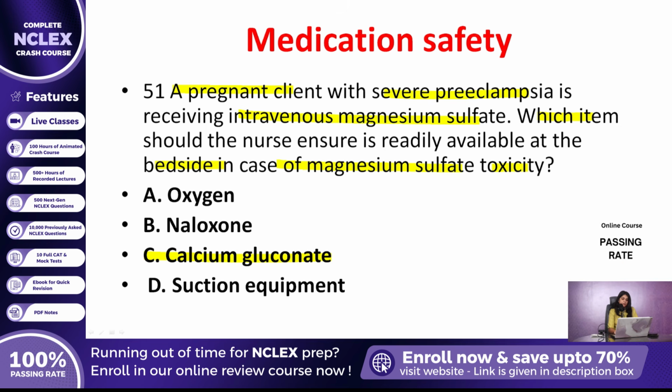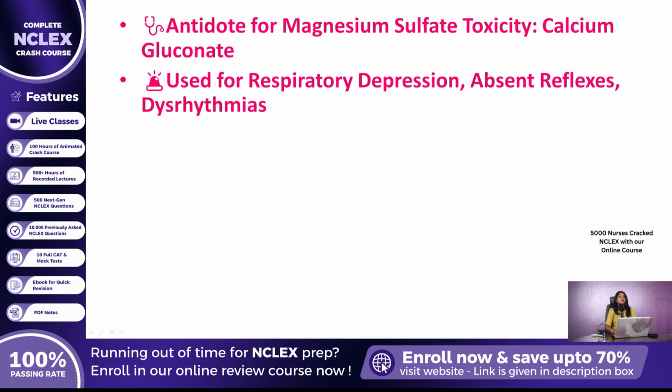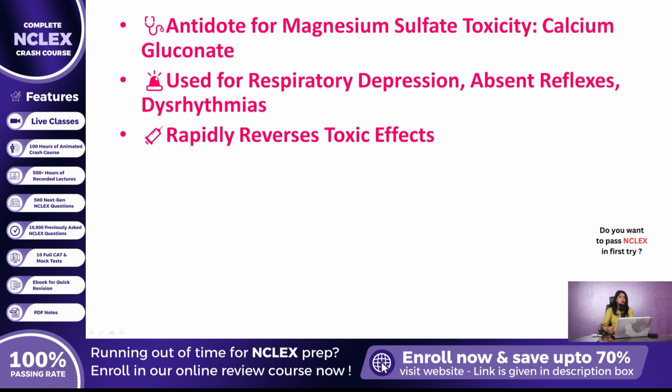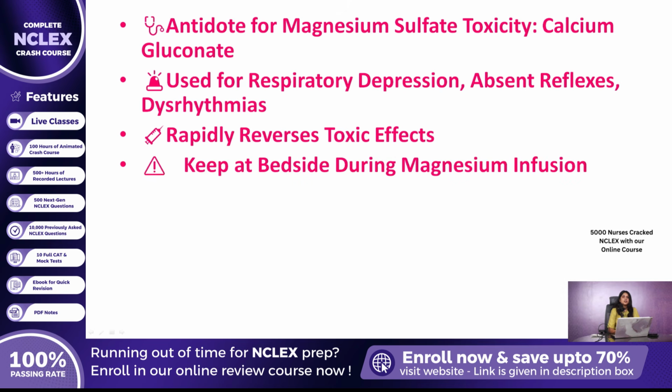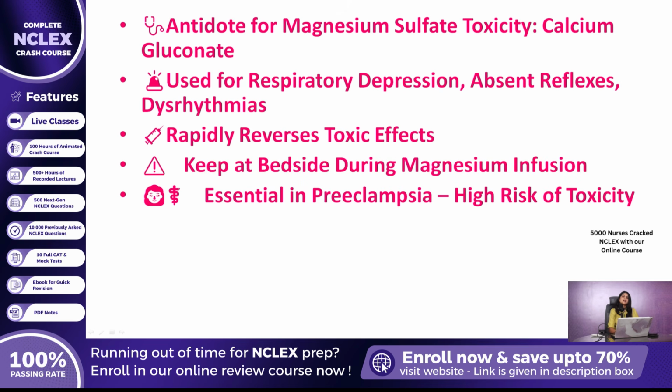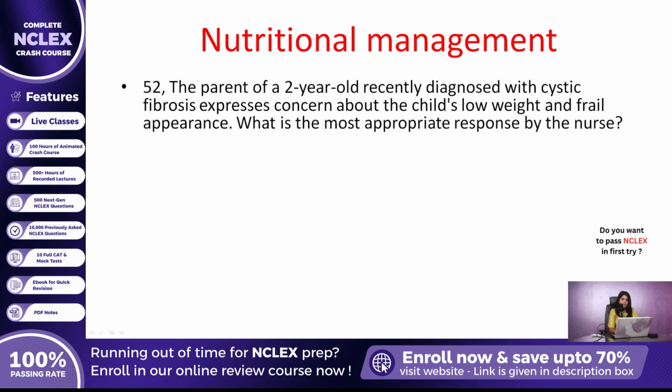If the client develops signs such as respiratory depression, absent deep tendon reflexes, or cardiac dysrhythmias due to magnesium overdose, calcium gluconate is administered to rapidly counteract these effects. For safety, it is essential that the nurse keeps this antidote at the bedside whenever magnesium sulfate is being infused, particularly in clients with preeclampsia, who are at high risk for toxicity due to renal impairment and the drug's narrow therapeutic range.